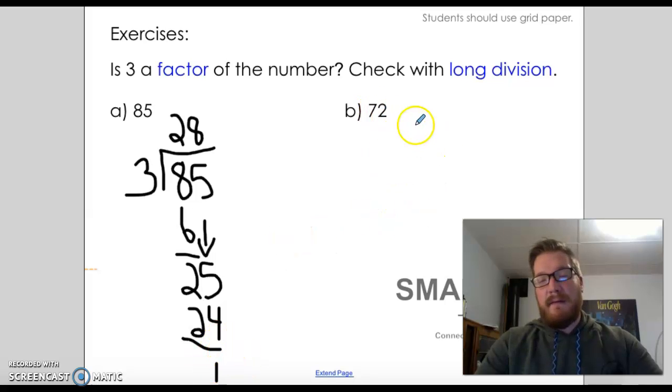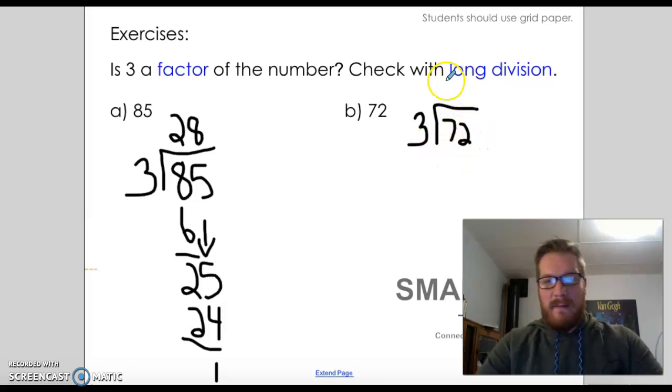3 will be a factor of 72, because I know the trick to figure out if a number is a factor of a number: all you have to do is add the digits, in this case, of the dividend. So 7 plus 2 is 9, 3 will go into 9, and so that means that 3 will be a factor of 72 as well.